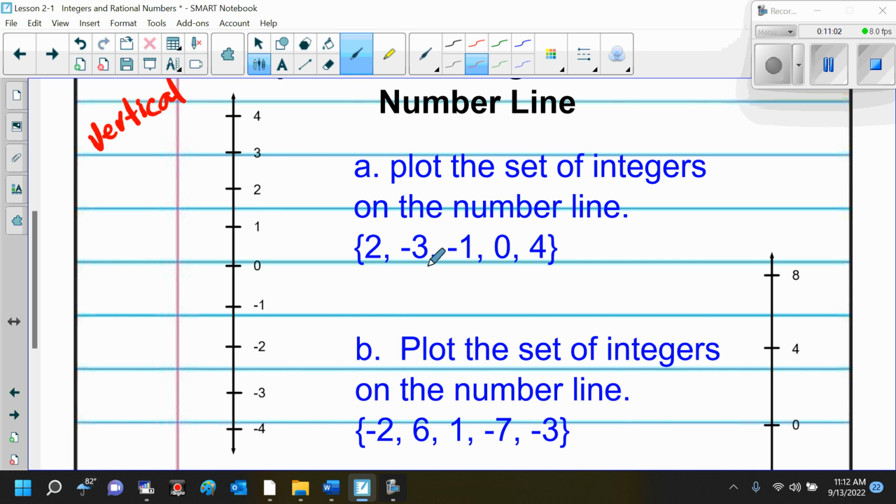So 2, positive 2, that's above 0, right here. Negative 3 is below 0, down here. And then negative 1 is also below 0, right there. 0 is an integer. It's not positive or negative. And then 4, positive 4, is way up there.